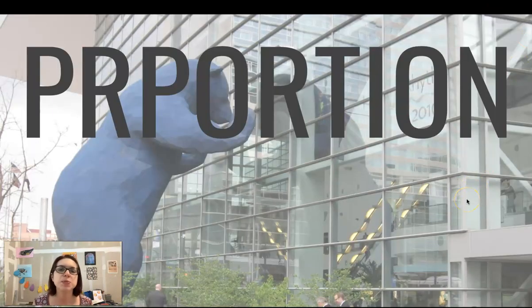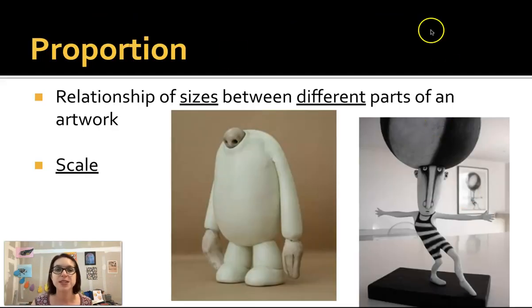Our last word is proportion, and you are aware of proportion. You see it every day in your life. This is the relationship of sizes between different parts of an artwork. There's a difference in scale. There's something big, and then there's something small. And often we can tell when something is not proportional.